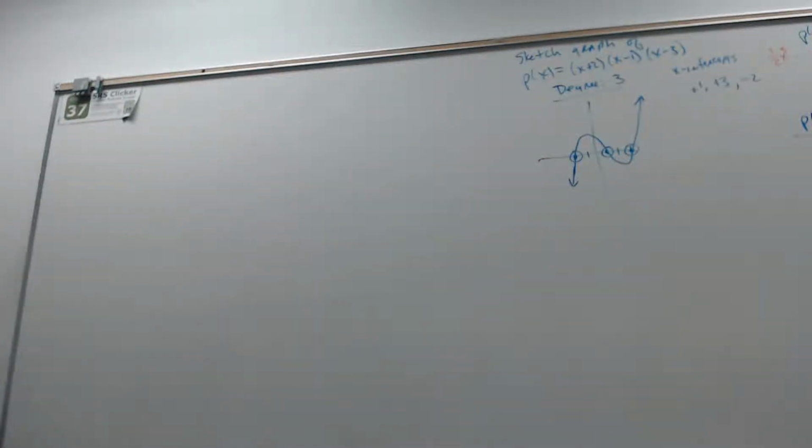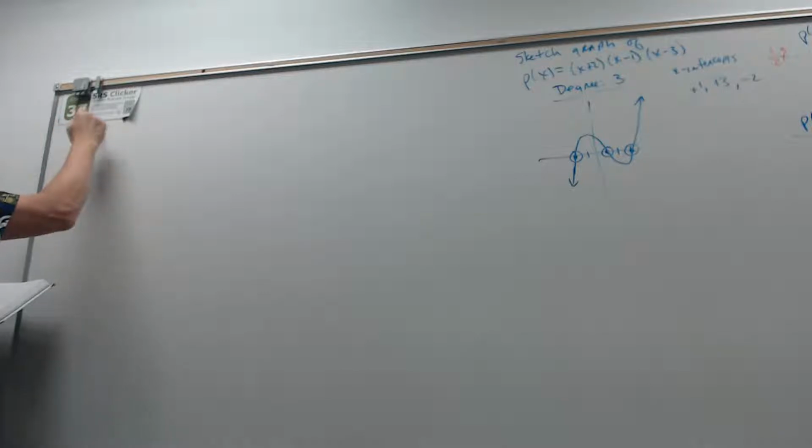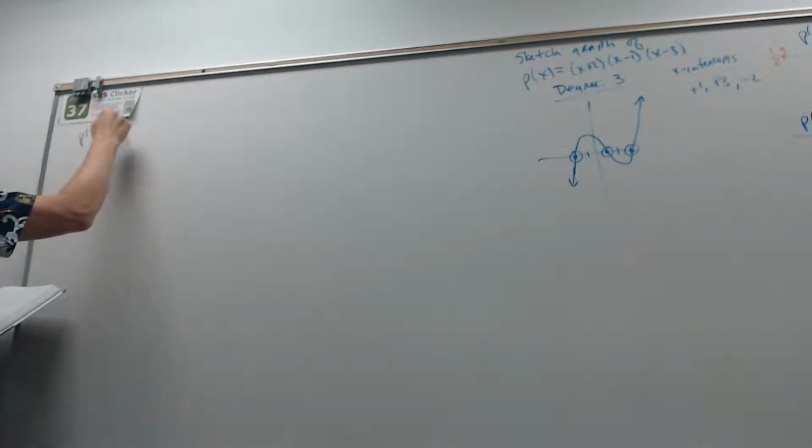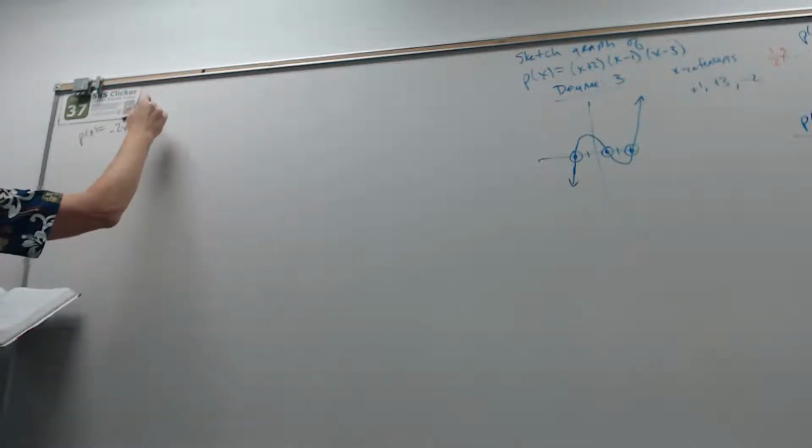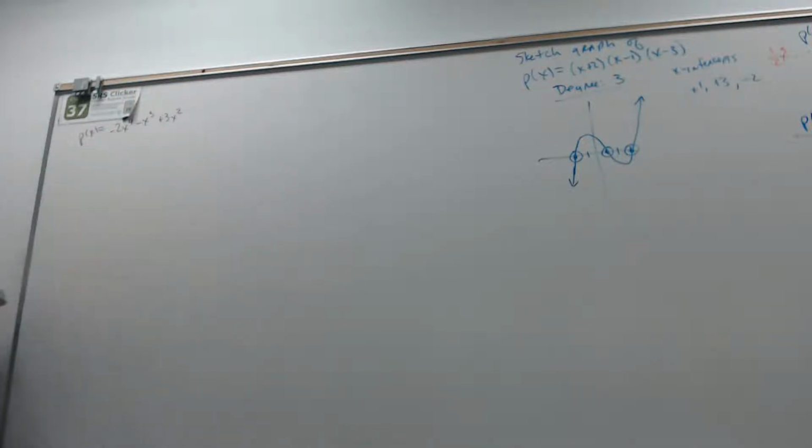But let's say that I have here P of x equals negative 2x to the fourth minus x cubed plus 3x squared. I want you to find all the zeros and to graph this. Now this one has a little bit of a trick, and they don't really tell you what the trick is, but I'm going to tell you as we do this problem.